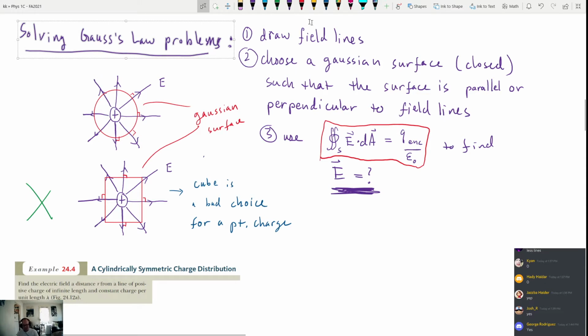The last time I taught this class, I had so many people that turned in their lab manual problems and they didn't include diagrams with any of their Gauss's law problems. There was no diagram. They just started by doing math. They started from this equation and assumed that I could just follow it.